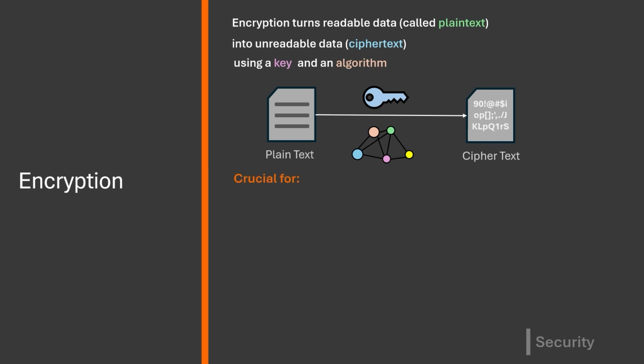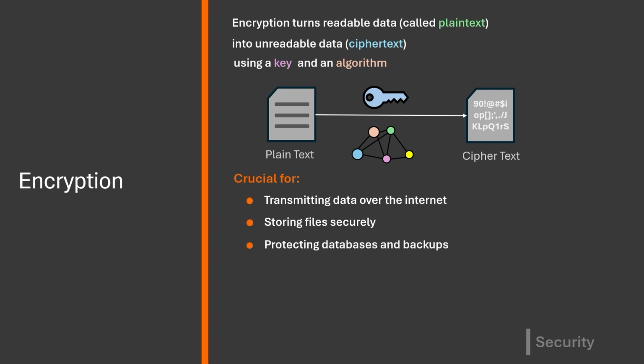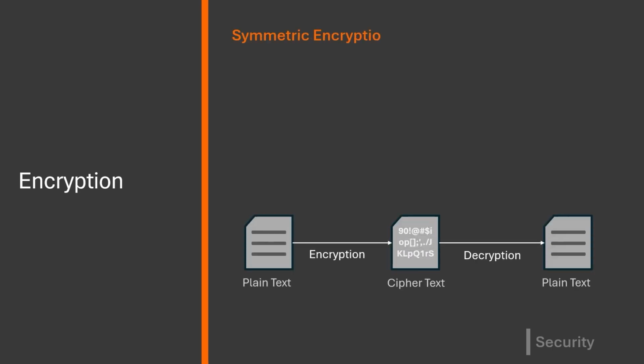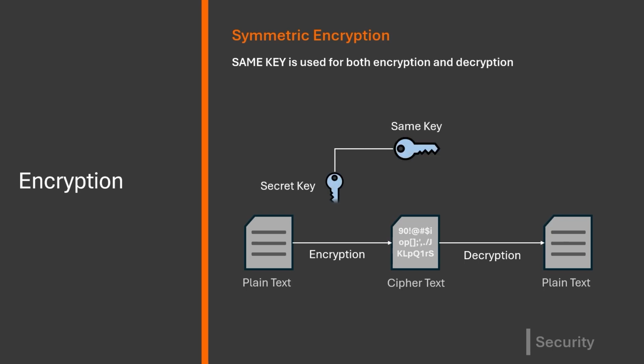This is crucial for things like transmitting data over the internet, storing files securely, and protecting databases and backups. There are two main types of encryption that we will come across in business systems: symmetric and asymmetric. Symmetric encryption uses the same key for both encryption and decryption. This means that both sides, say a server and client, need to have access to the same key.